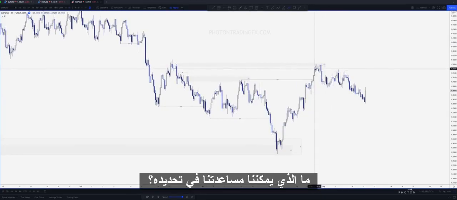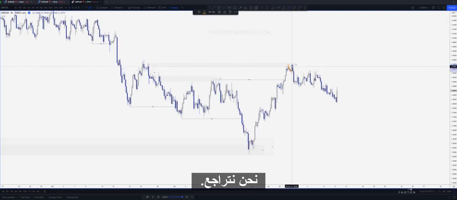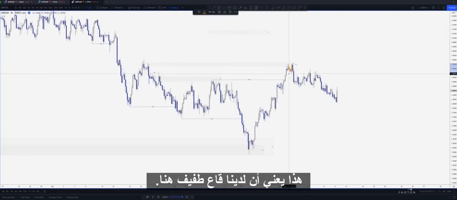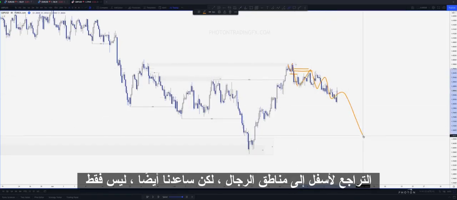What can help us to define when that 4-hour pullback is likely to start? We get a change of character. What happened? We pull back. We just wicked the high, took the high. That means we have a minor low here. We get our change of character. We pull back up into the supply that caused that, and then we can start playing that pullback right down into demand zones.